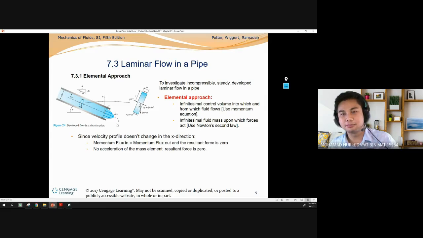How to calculate the velocity profile? In this chapter, we have a special method to address how to calculate the velocity profile by using the elemental approach. Alright, so we have the elemental approach. You can see here, element.